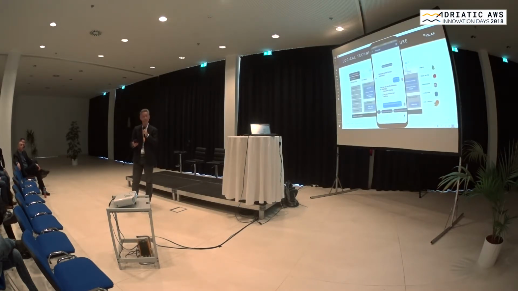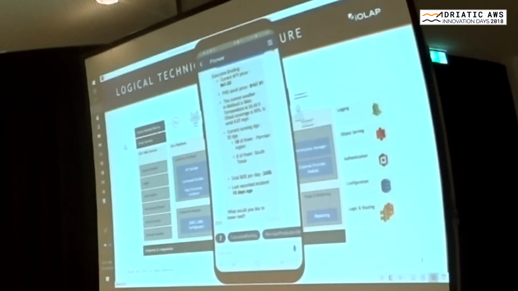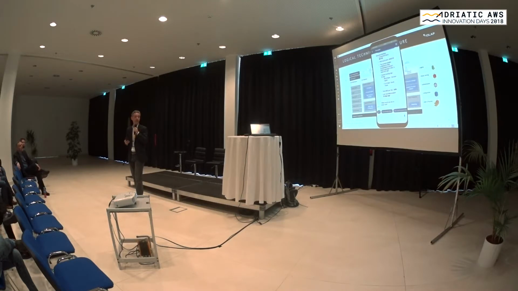If I tap on the executive briefing, you can see it calls up a bunch of information. This is something that senior executives wanted to know. They want to know the price of oil. They want to know the weather in Midland, because weather, freezing temperatures can affect the oil rigs and so forth. They want to know how many rigs are currently running, what their oil production is per day, and the last recorded incident, because safety is a key concern for oil and gas companies.